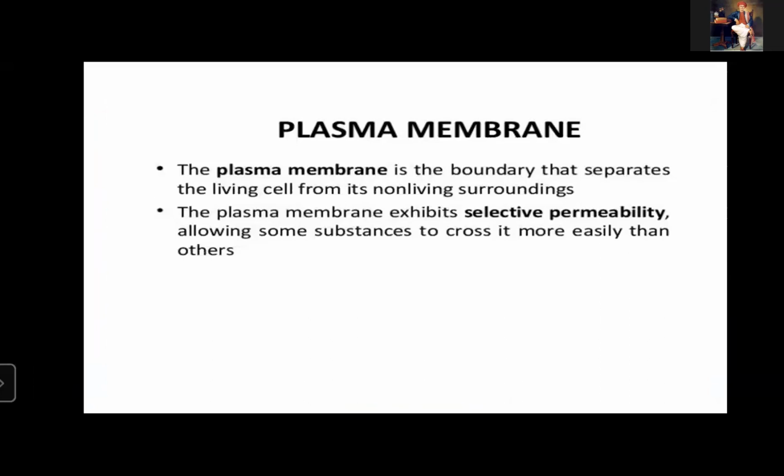Can all of you see the slide? Yes, ma'am. What is plasma membrane? The plasma membrane is the outermost layer of the cell. Plasma membrane is also called cell membrane. All living organisms are made up of cells. Yes or no? Yes, ma'am.